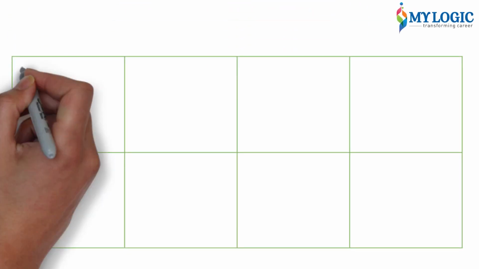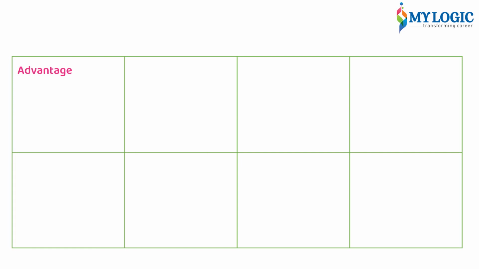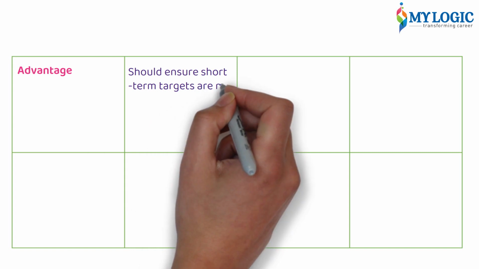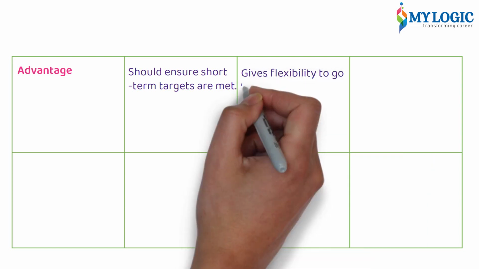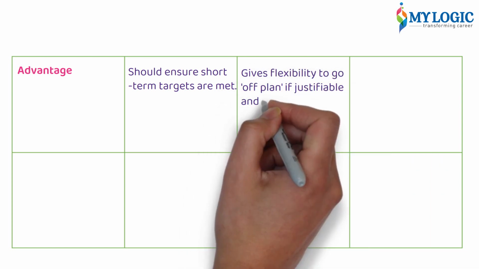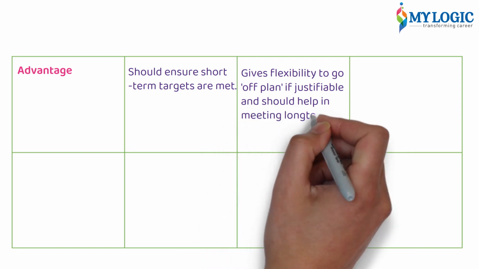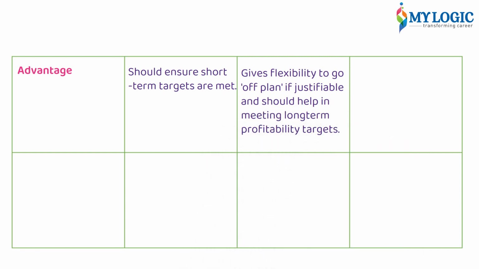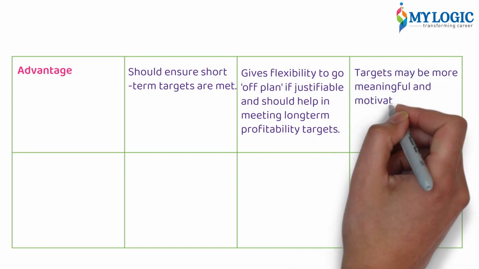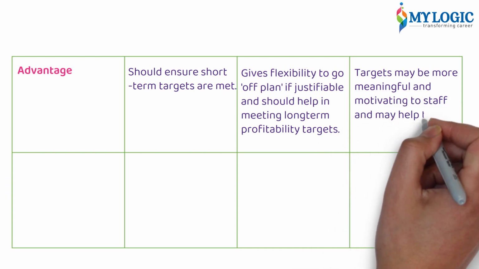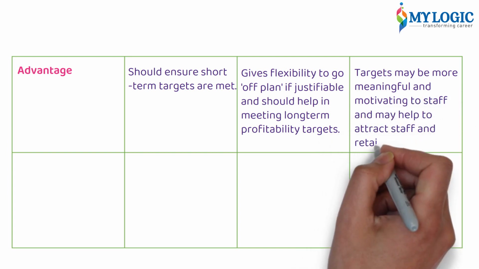Advantage. For budget constrained, should ensure short-term targets are met. For profit-conscious, gives flexibility to go off-plan if justifiable and should help in meeting long-term profitability targets. For non-accounting, targets may be more meaningful and motivating to staff and may help to attract staff and retain staff.